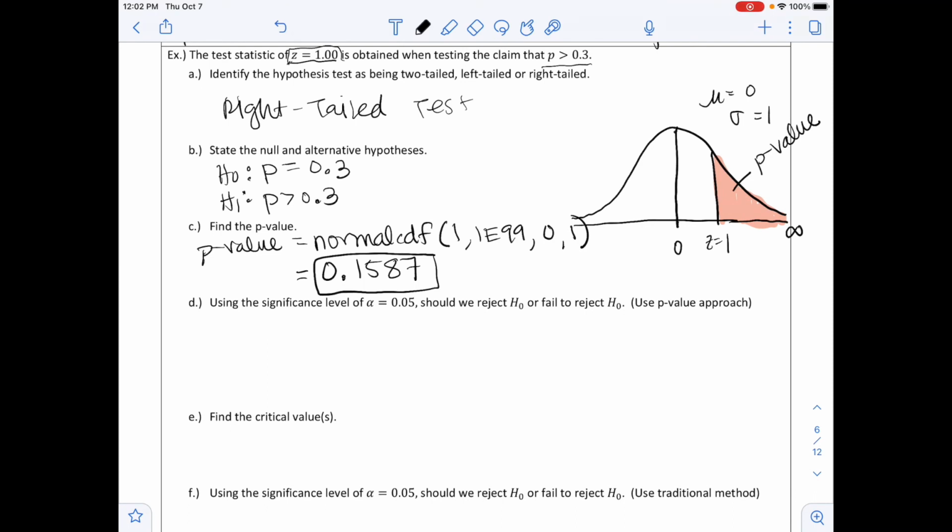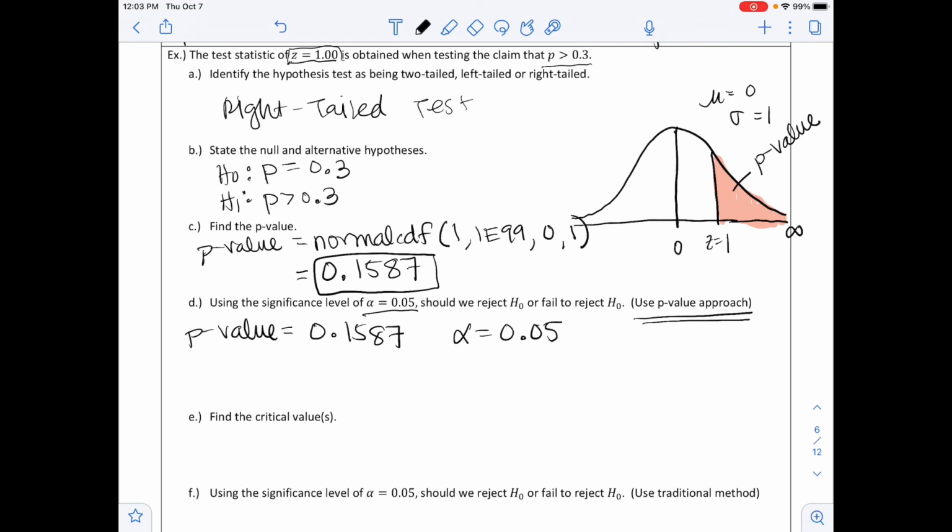Part D says using the significance level of alpha equals 0.05, should we reject H naught or fail to reject H naught? And it tells us for this problem to use the p-value approach. So since we know our p-value is equal to 0.1587, we can compare this to alpha, and alpha is equal to 0.05.